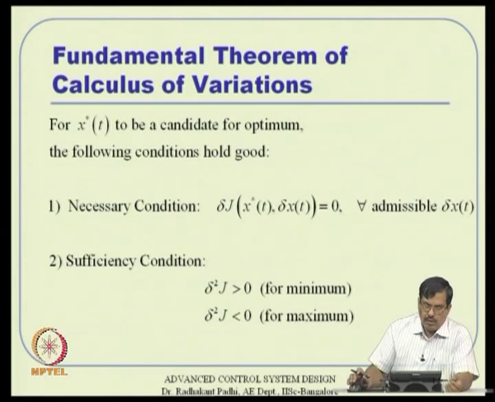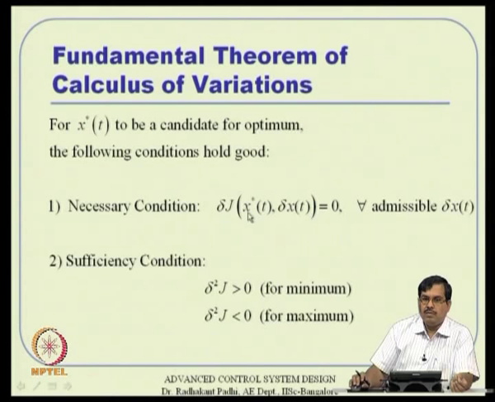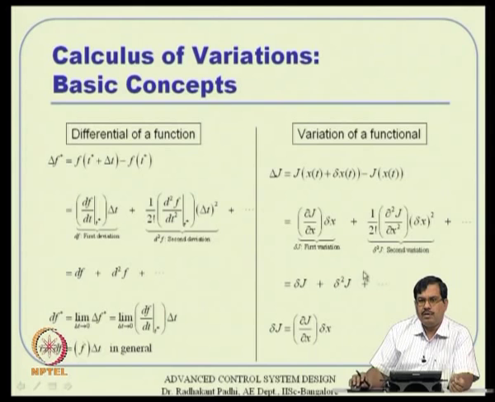Then there is a fundamental theorem of calculus of variations which tells us that, like in static optimization where the first derivative was equal to 0, here the first variation has to be 0, and it can be derived in a very analogous way to what we did before. The sufficiency condition is something like this: once this condition is satisfied, whether it is a minimum or a maximum, we can verify using the second variation condition, which is del square J, and it has to be greater than 0 for a minimum and less than 0 for a maximum. We have defined this term before, the first variation and second variation. This is the second variation term.